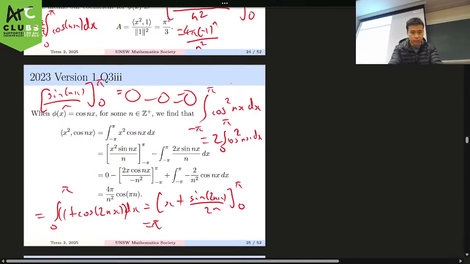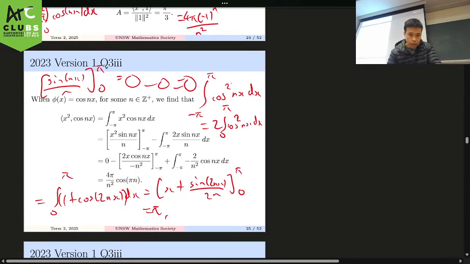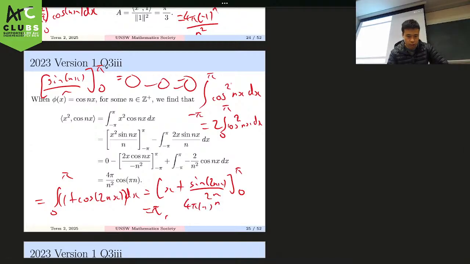So now just completing the puzzle, what we have is that inner product, that first one, which was 4 pi of negative 1 to the n, divided by n squared. And you have to divide that by the inner product of this, so pi.